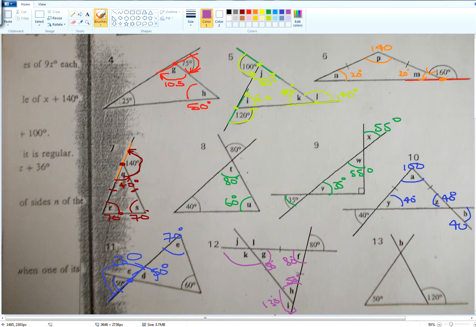Same here. These two add up to 180. So that will be 130. And these two are opposite each other, so that will also be 130. And these two are opposite each other, so that will also be 50.